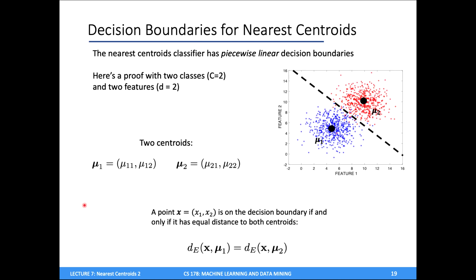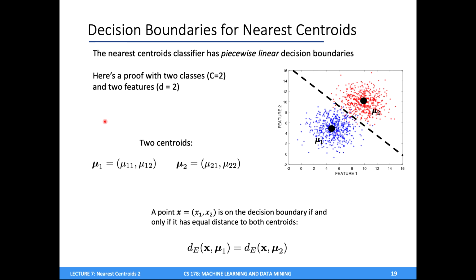And so to actually find the equation for the decision boundary, what we've got to do is think a little bit about what it means to be on the decision boundary. So a point x, which has coordinates x sub 1 and x sub 2, lies on the decision boundary if and only if it's equally distant between the two centroids. That is, let's say we're working with the Euclidean distance here. The distance between x and the first centroid has to be equal to the distance between x and the second centroid. What we're going to do is take this equation, analyze it a little bit, and end up getting an equation for this dashed line.